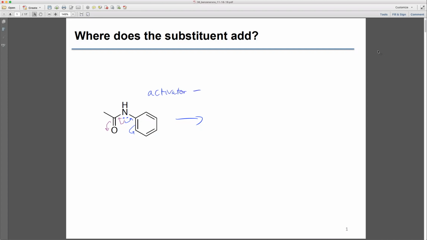and therefore ortho-para directing. So when we treat it with something, let's treat it with Br2 and our Lewis acid catalyst, these conditions would give a bromination product, and that would look like this. We would get a mixture of para and ortho.